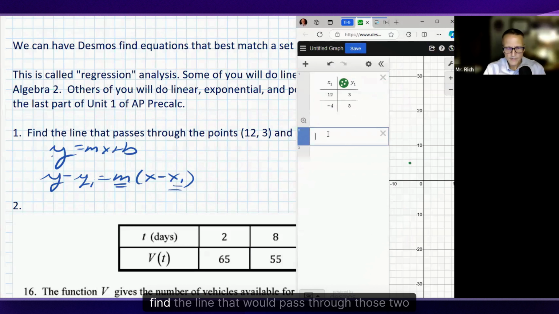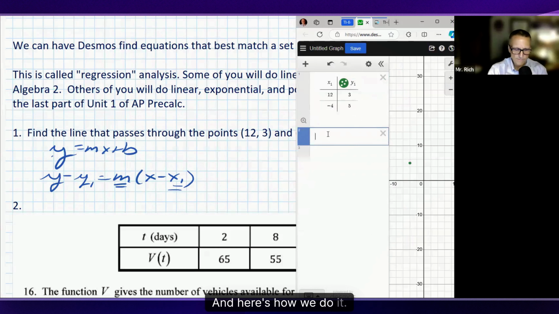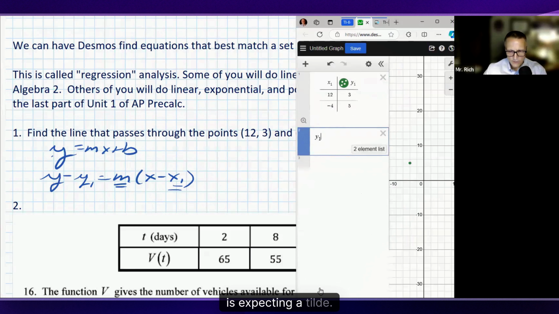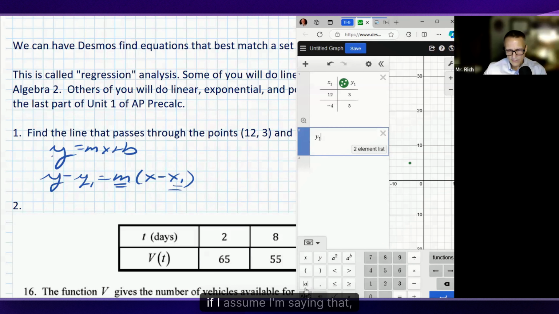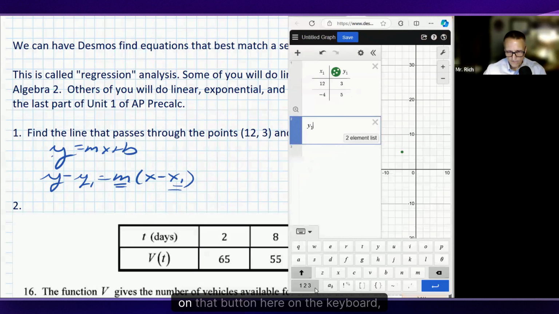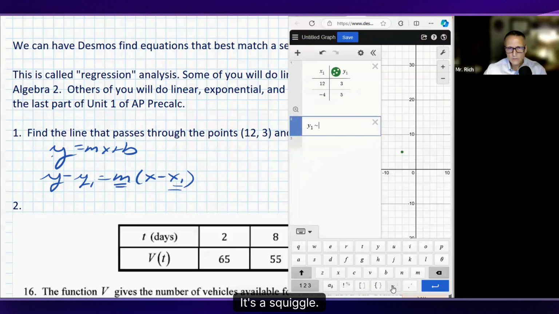And I want Desmos to find the line that would pass through those 2 points. And here's how we do it. I'm going to put y1, right? I don't want to put y, I need to put y1. If you hit y and the number 1 on your keyboard, it knows to make a subscript. So it automatically puts a subscript there to match the fact that we have a y1 in our table. I'm not going to put an equal sign, right? The secret to this is you have to know that Desmos is expecting a tilde. What is a tilde? Well, if I assume I'm saying that right, but if you click on ABC on that button here on the keyboard, this right here is a tilde. It's a squiggle. So you put that in there.